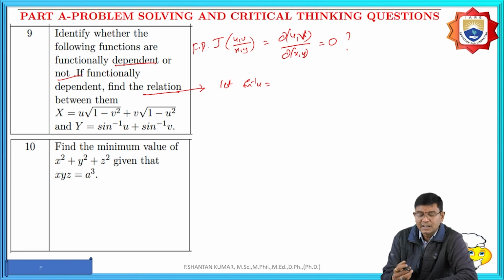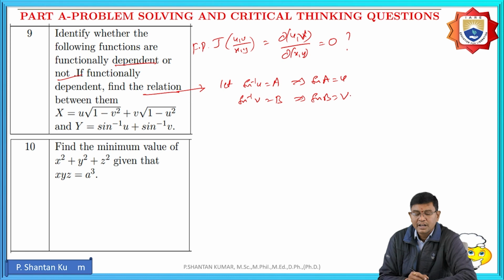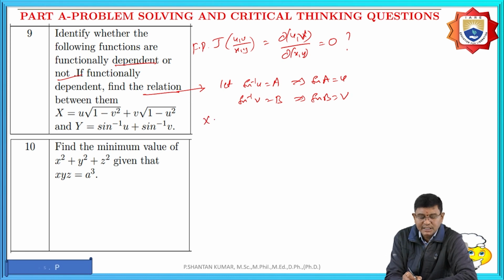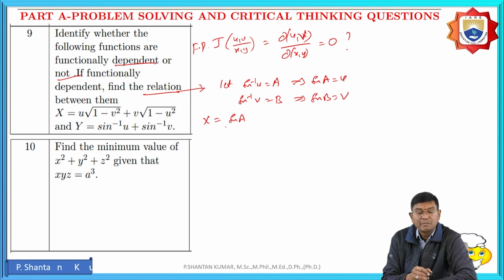Sin inverse u is nothing but, already x is given, therefore a, and again sin inverse v is nothing but b. And from this, sin a is equal to u, and again sin b is nothing but v. And based upon that, from the first equation, x is nothing but u, which is sin a, and again the root of 1 minus v square.